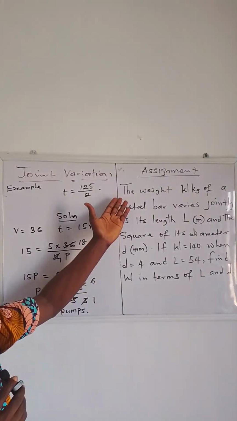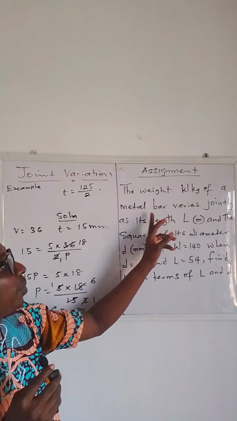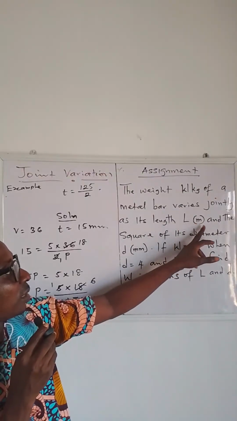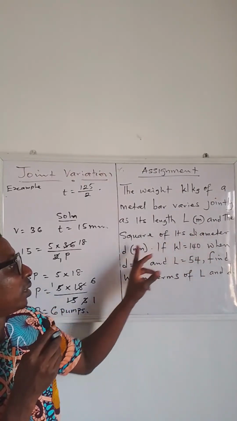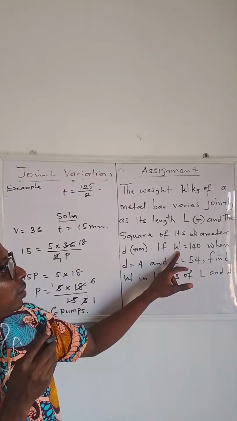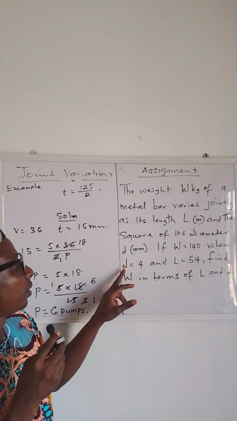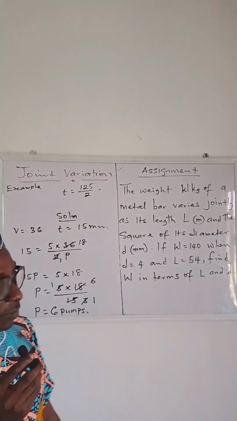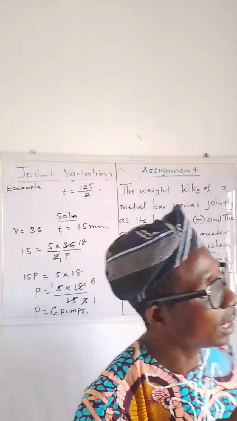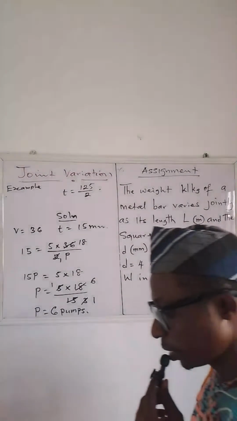Okay, this is the question. So let's look at the question. Now, the weight W in kg of a metal bar varies jointly as its length L in meters and the square of its diameter D in millimeters. If W equals 140 when D is 4 and L is 54, find W in terms of L and D. So that is the question. So I want you to do this against the next class.